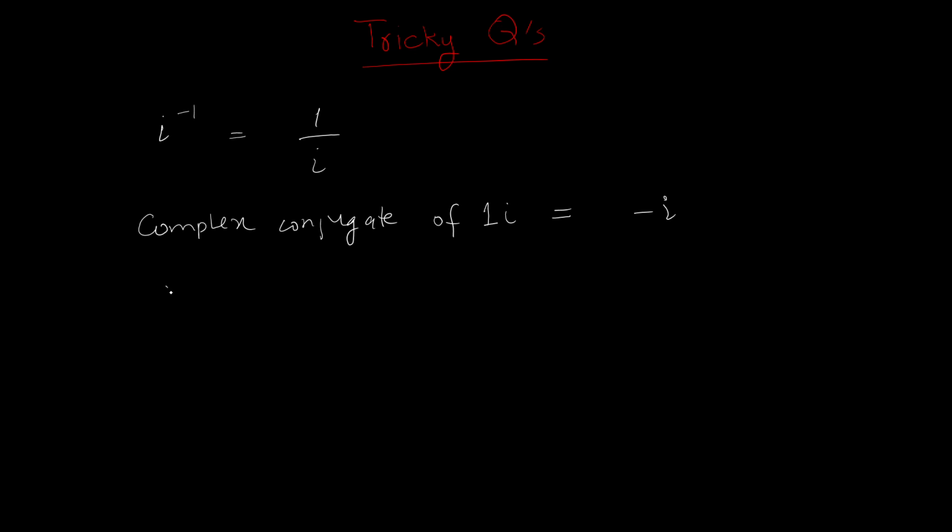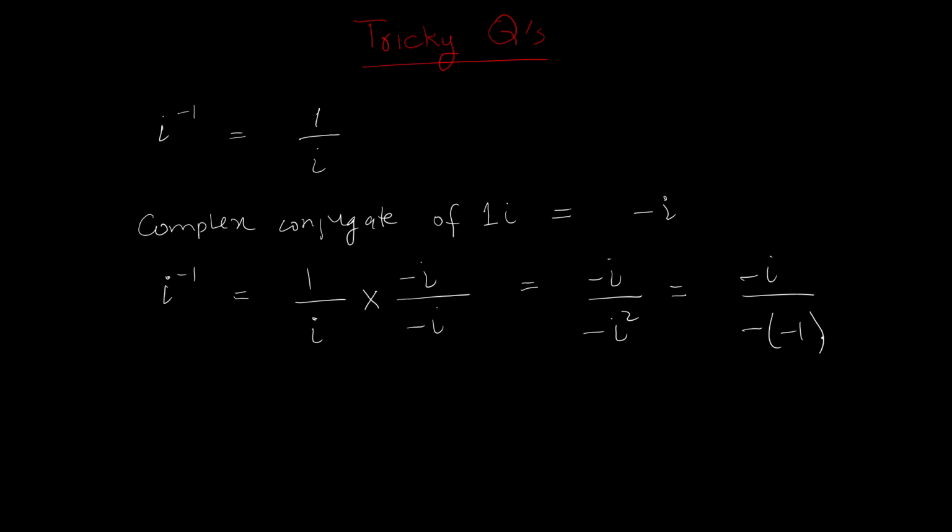Hence, the case equals to, and as you already know, i square is negative 1, and the answer is negative i. So, very simple. i to the negative 1 is just negative i. In a similar way, you can solve other powers, negative 2, negative 3, and so on and so forth.